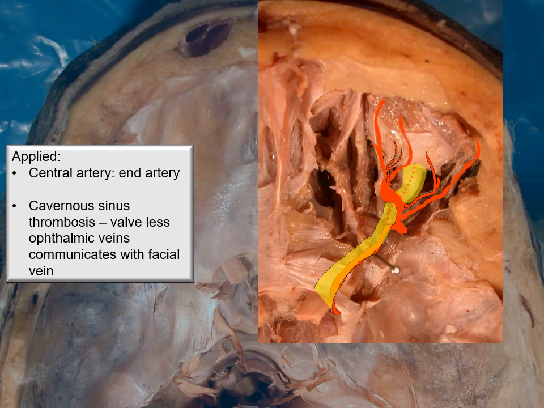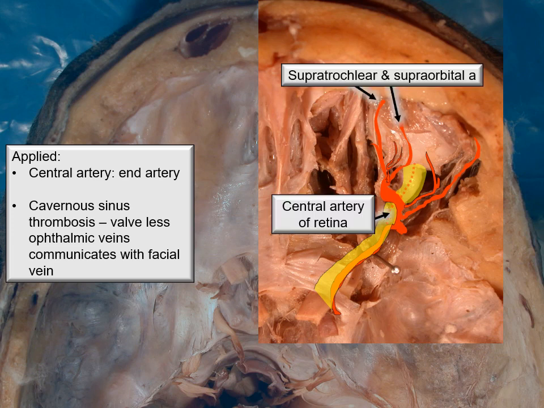Branches. The central artery of the retina is the most important branch. For all practical purposes, it is an end artery. Although there is a little communication with the ciliary arteries, it is for all functionality an end artery. As a result, thrombosis or any compression of this artery can result in total blindness. That's the applied anatomy of this central artery of the retina.